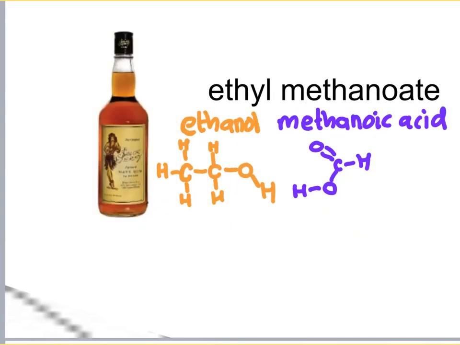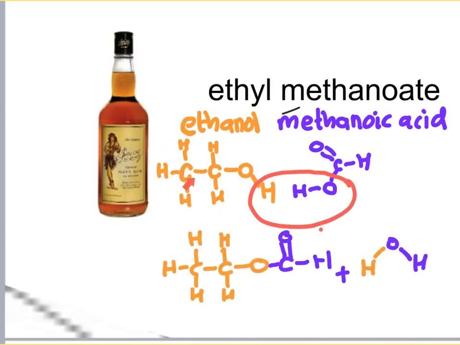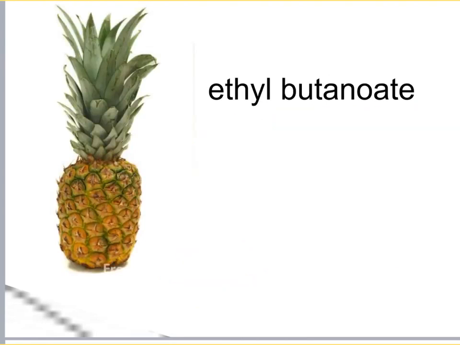So that's meant to be a bottle of rum. The smell in rum is caused by the ester ethyl methanoate. So first of all, the alcohol must have been ethanol, and the acid methanoic acid. Condense the two together, take away a molecule of water. There is your ester link, ethyl methanoate plus water.